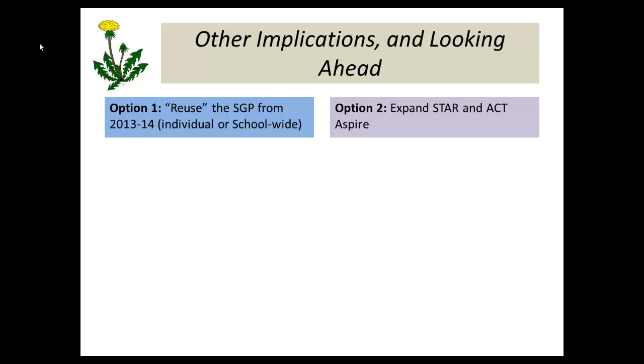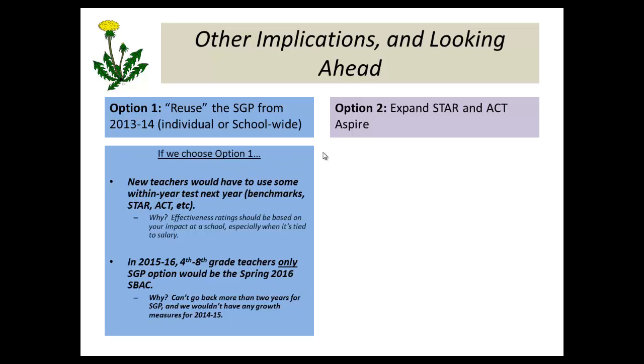All right, so there are obviously some other implications here, especially as we look ahead to 2015-16. We've got a picture of a dandelion up here in the corner. That's just to show that I know that we're getting down in the weeds, but I think it's important to really think about this stuff as we make decisions for this year and for next year. So under option 1, again, which would be to reuse the SGPs from this year next year, there are two things to think about.